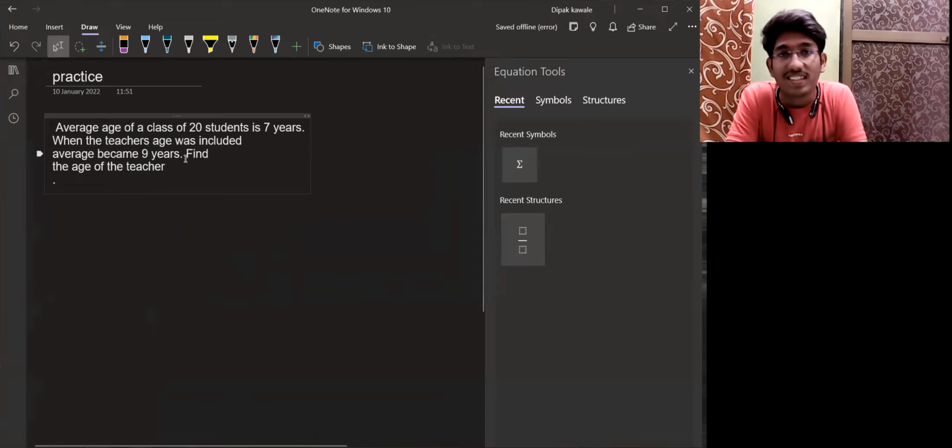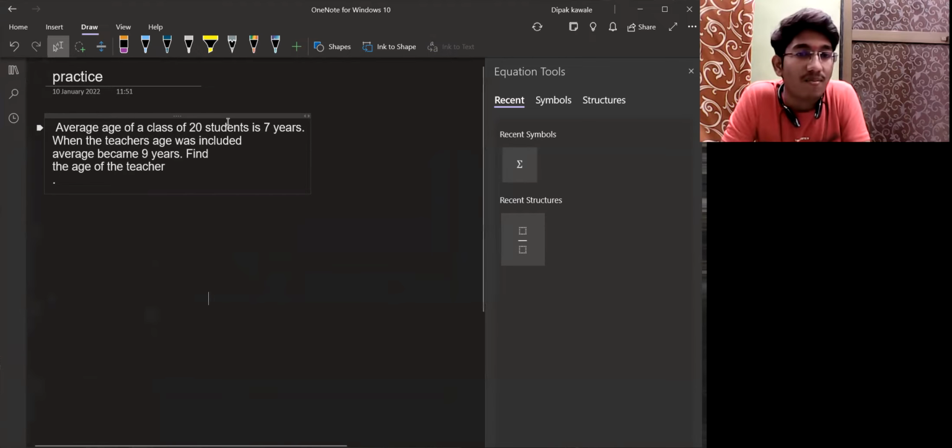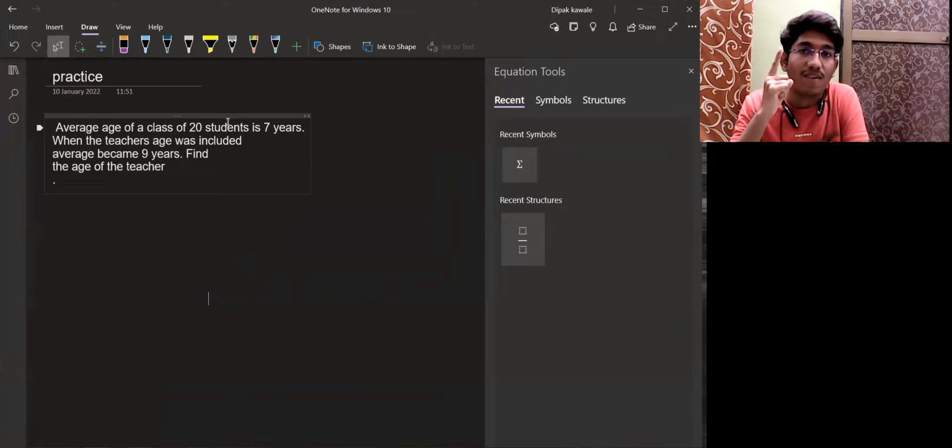Class of 20 students, average age is 7. After adding the teacher, the average becomes 9 years. Now I will count and within 5 seconds you should solve this. 1, 2, 3, 4, 5. You have got your answer, right?